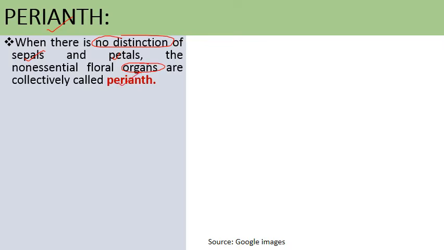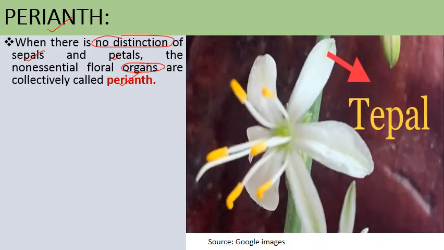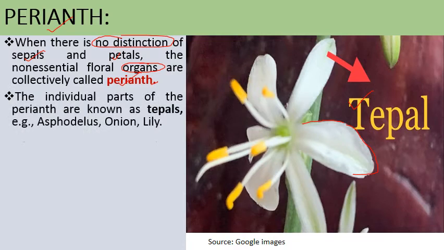जब हम differentiate नहीं कर पाते हैं sepals and petals में, then we use the collective term for both of these as perianth, and its individual unit is known as tepal. सो ये जो structure है इसमें sepals और petals में differentiation नहीं होती है, एक single ही structure present है जिसे कहा जाता है tepal, और इस सब के union को कहा जाता है perianth. So the individual parts of perianth are known as tepals.